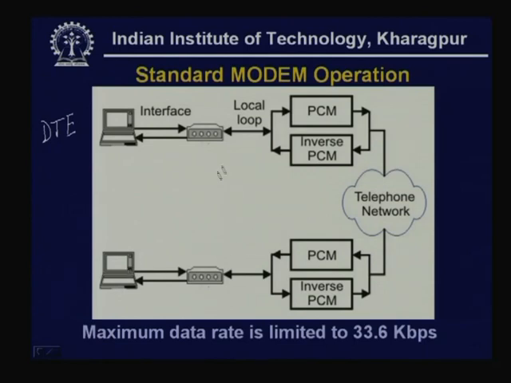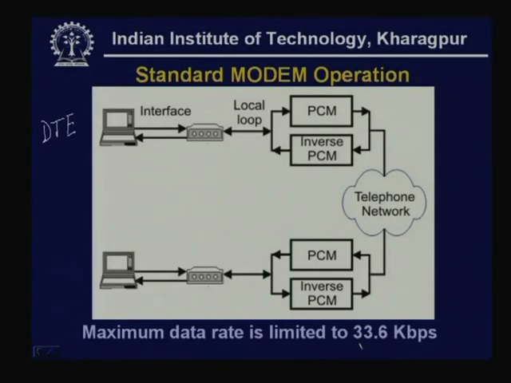That is how the communication takes place. Because quantization is done in PCM, the data transmission is restricted by the Nyquist rate, which we have already discussed in detail, and based on that the maximum data rate possible is 33.6 kilobits per second. So, the data transmission rate is not really very high, and you cannot go beyond this when you have this system.